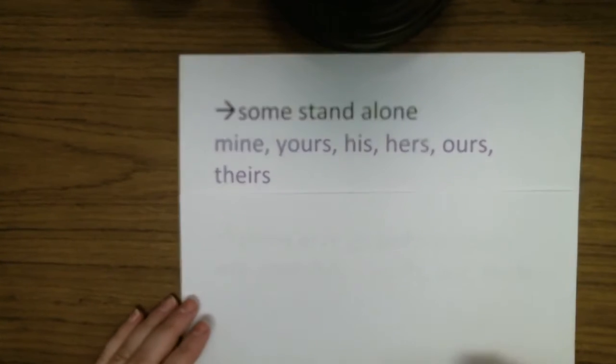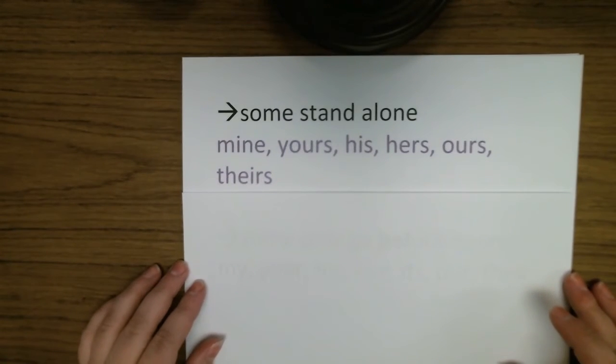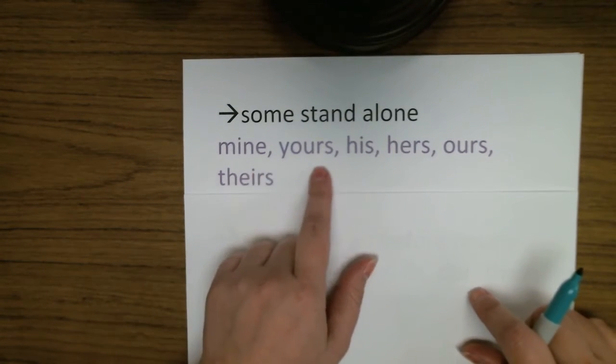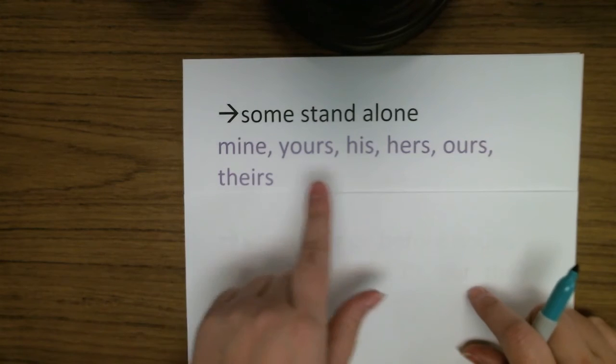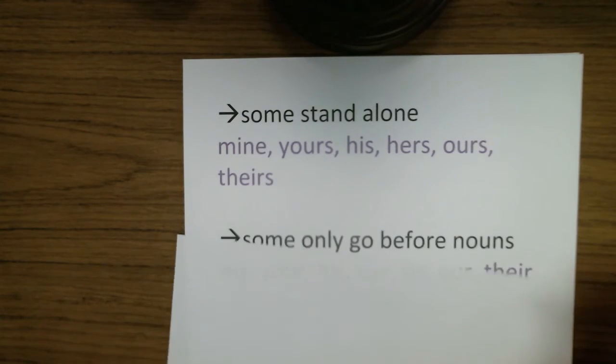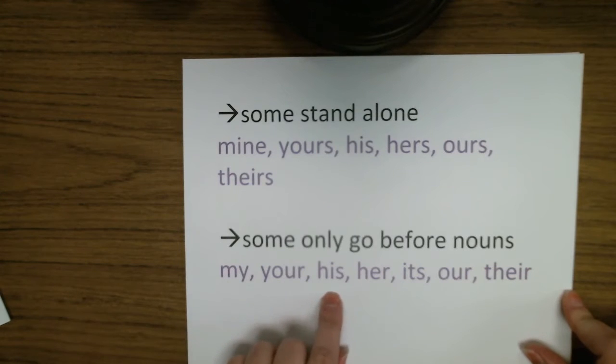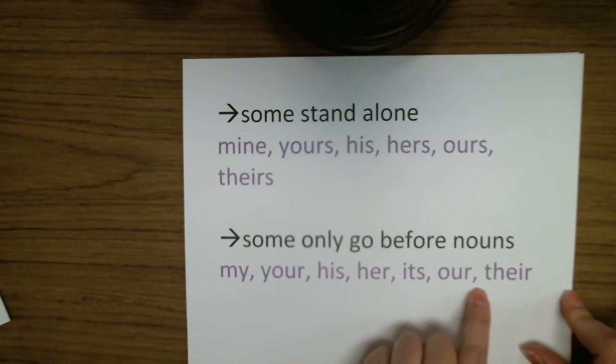So there are two different types here, and we're going to look at the list and then we're going to look at how they occur. Some of them stand alone, and those ones are mine, yours, his, hers, ours, and theirs. Some of them only go before nouns: my, your, his, her, its, our, their.